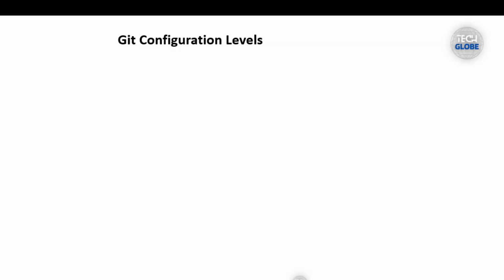So let's look at a concept: git configuration levels. Basically, in Git, there are 3 configuration levels. One of them is the system level. You use the command git config --system. Basically, let's say, it is the first level of configuration, the system level.